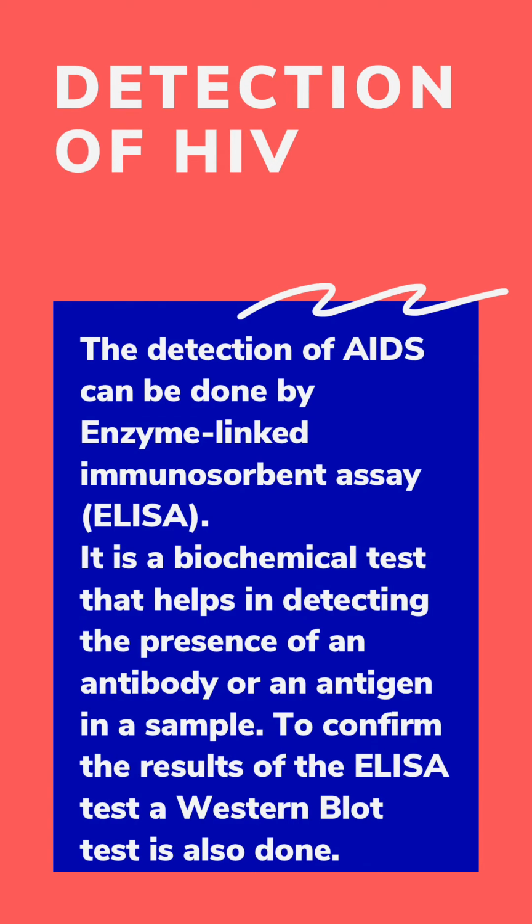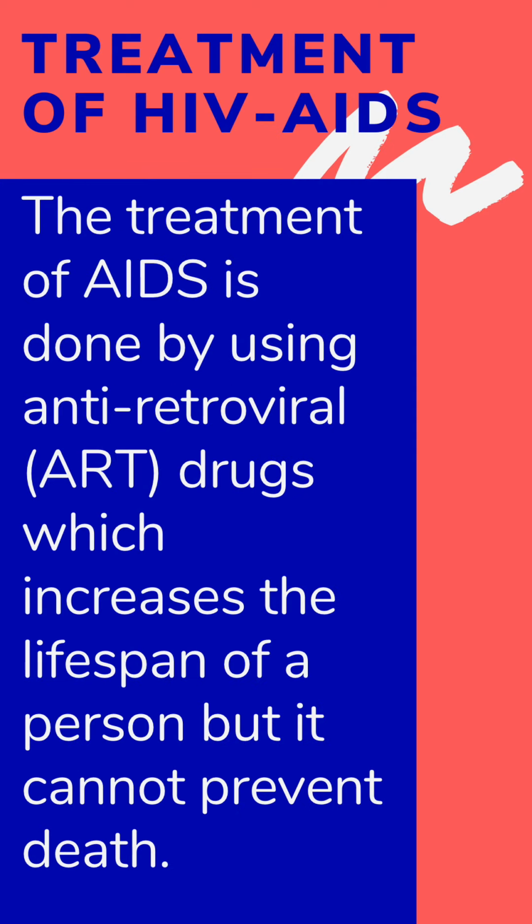So how to detect this deadly HIV virus? For detection, we use the technique ELISA, which is the enzyme linked immunosorbent assay. It is a biochemical test and helps in the detection of the presence of antigen or antibody in a sample. To confirm the results of ELISA, a Western blot test is also done. Now how to treat HIV AIDS? The treatment is using antiretroviral drugs, which increase the lifespan of a person, but they cannot prevent death. Death is inevitable in the case of AIDS.